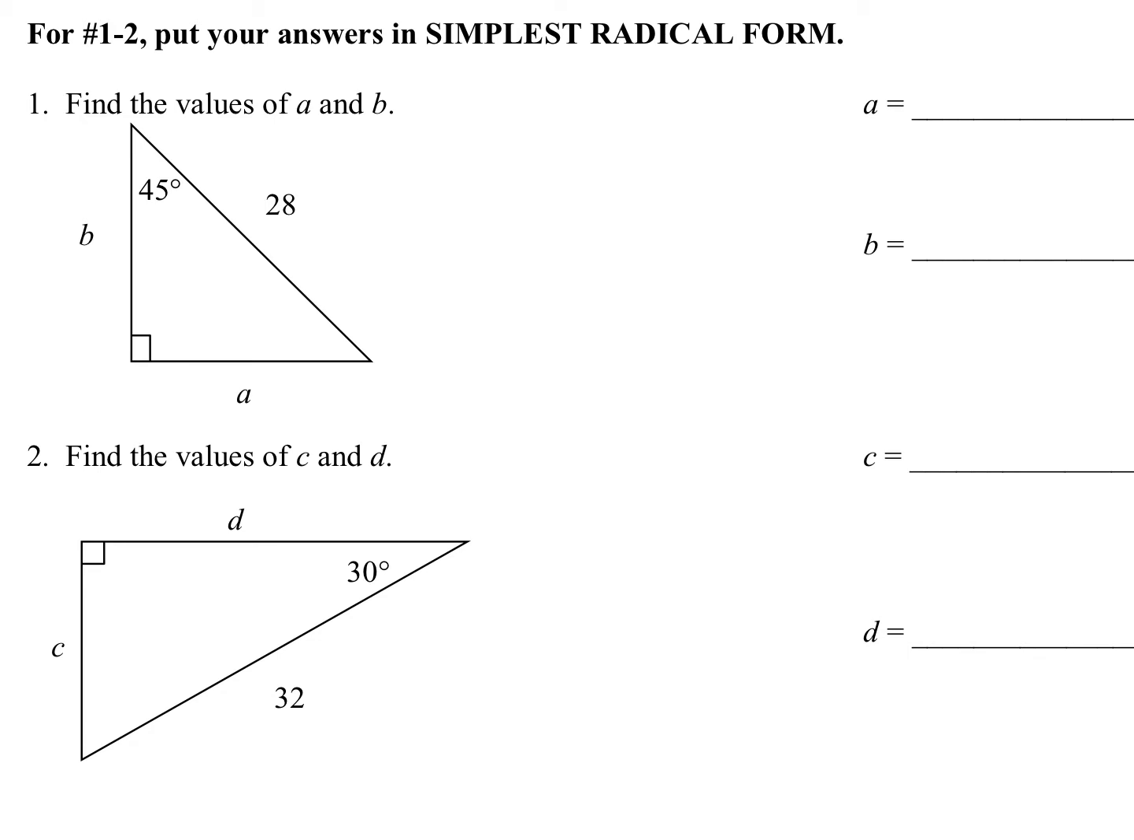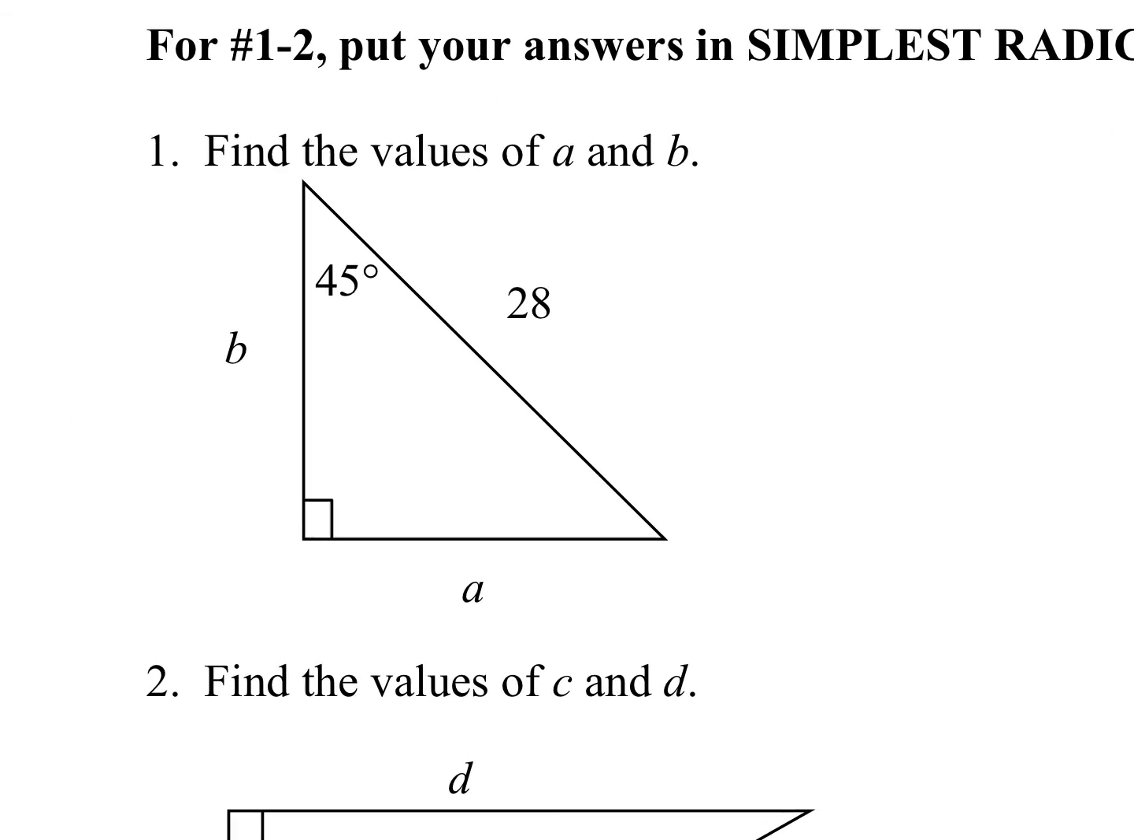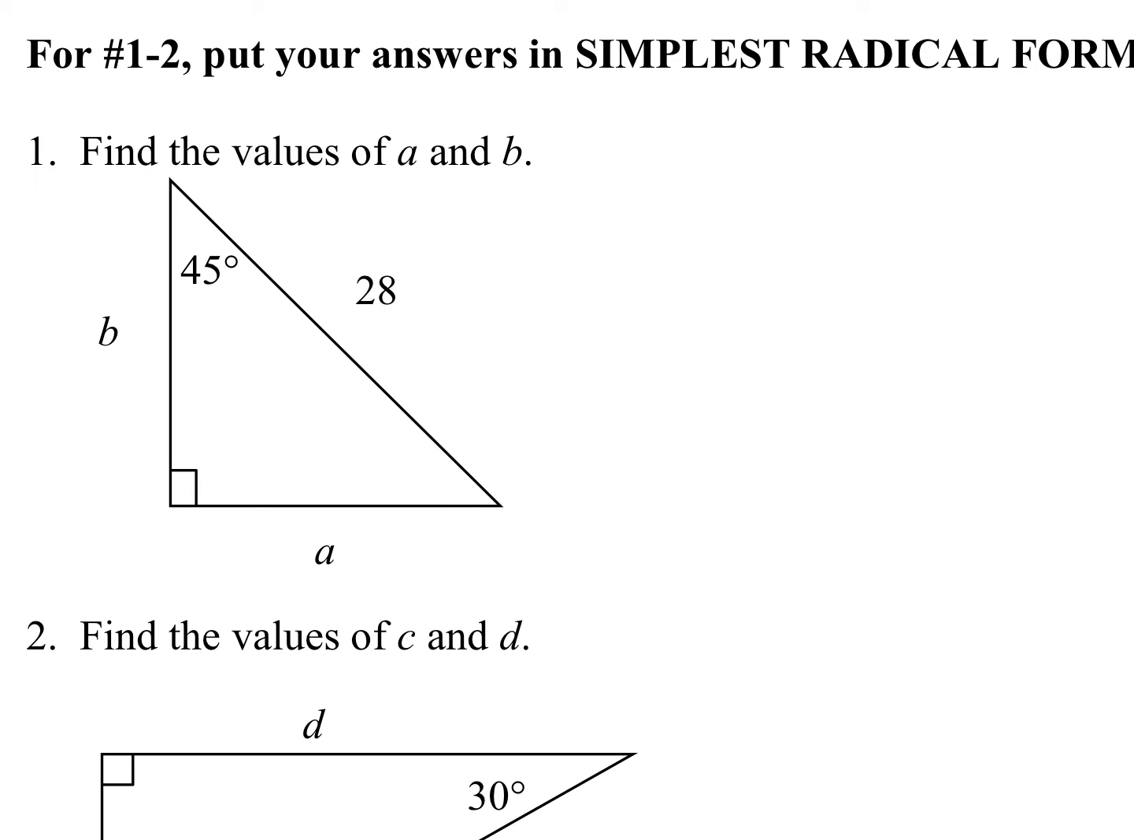Okay, number 1, it says find the values of A and B. I just want to set up the general setup one more time to make sure everyone's clear where everything goes, because if you don't know where things go, you're not going to know how to solve them. So you have a 45, 45, 90. You have a 30, 60, 90.